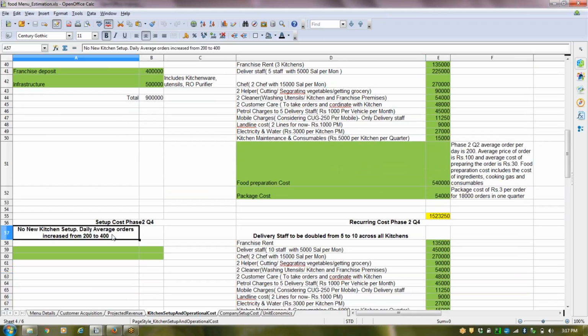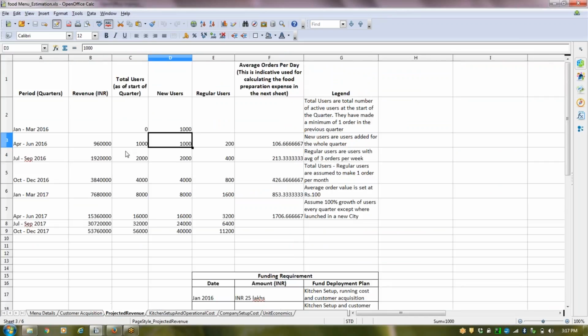Mind you, this increase in the average number of orders would be in line with your projected revenue. So in the projected revenue, we are already saying how many existing users are there, plus how many new users would come, and out of these existing users and new users, how many are regular users, and what are those regular users? Those are people who order at least an average of three breakfasts every week. So working on these numbers, they are able to come up with this plan.